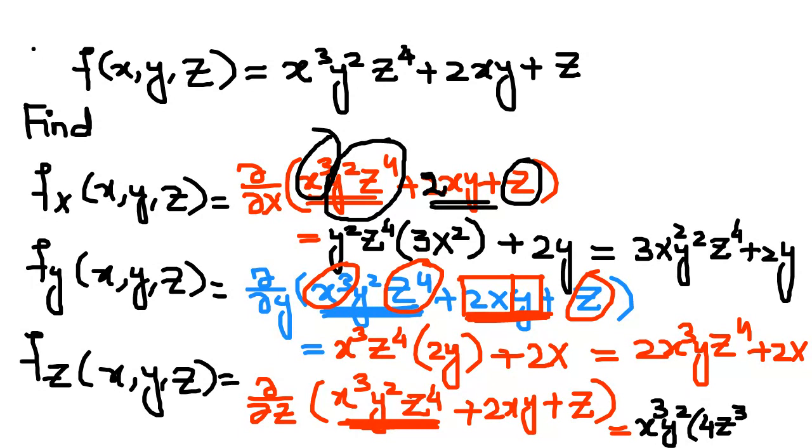Now what is the derivative of 2xy in terms of z? 0. Very good, so I will not write. What is the derivative of z in terms of z? 1. So I will write here 1. So this is the partial derivative with respect to x, y, and z. So for any variable given, you have to do the same thing.